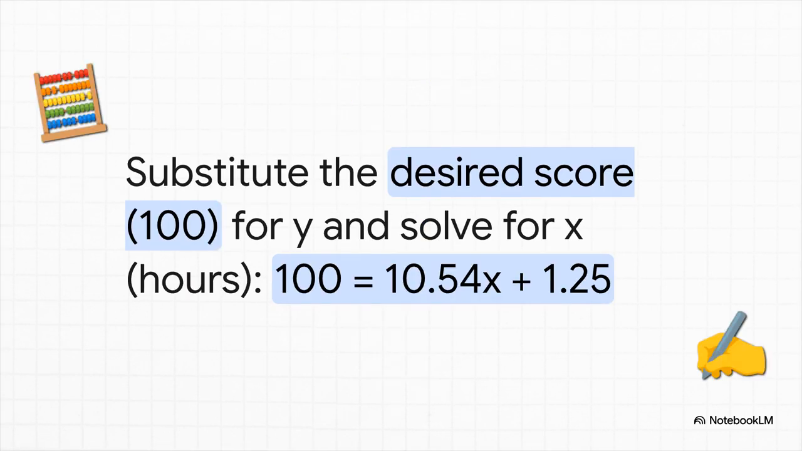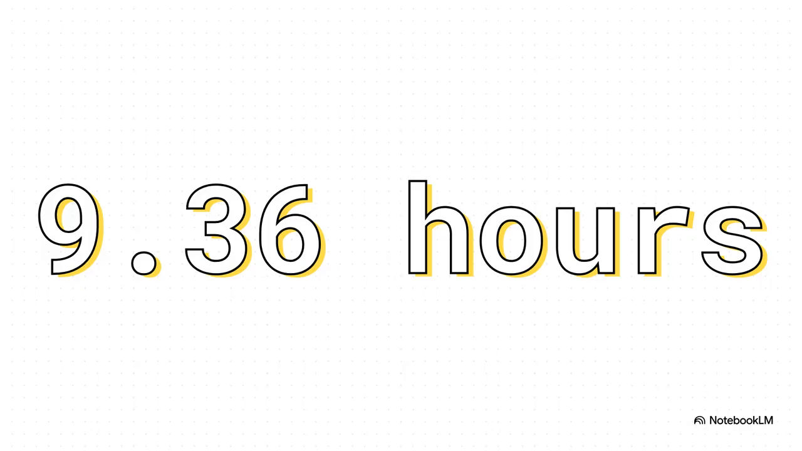Oh, absolutely. We just take our goal, a score of 100, and we plug it right into the Y spot in our equation. And now, we just have a simple algebra problem to solve for x, which, remember, is the number of hours we need to study. And voila! After doing the math, the equation predicts that studying for about 9.36 hours could get you that 100%. We just used past data to make a specific, really useful prediction about the future. I mean, that's the power of this whole process.